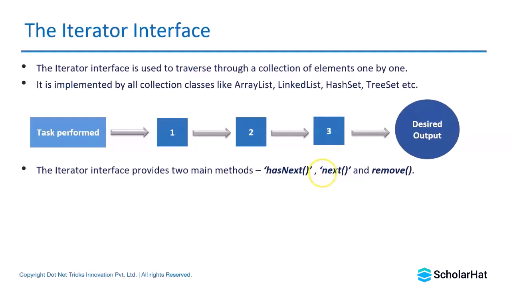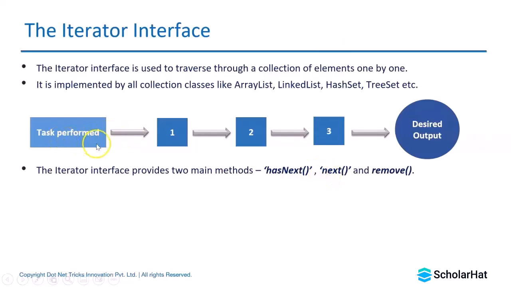It throws a NoSuchElementException if there is no element found in the iterator and you are trying to access it. That's why we always check first: if hasNext, then only iterate to the next element. In case you want to remove the current element from the collection, you can use remove. But majorly we use the iterator to iterate over the elements and not modify them. The two most common methods that we use are hasNext and next.